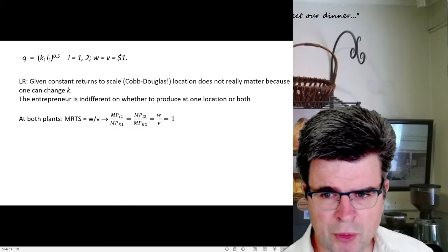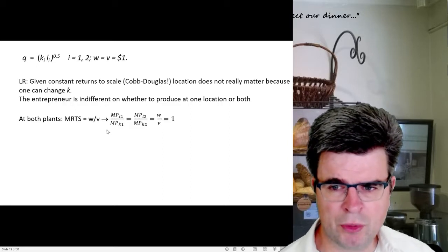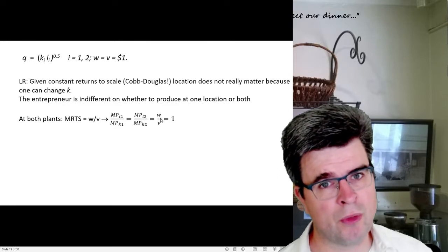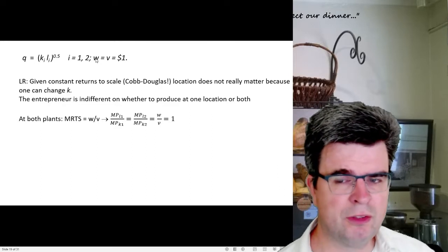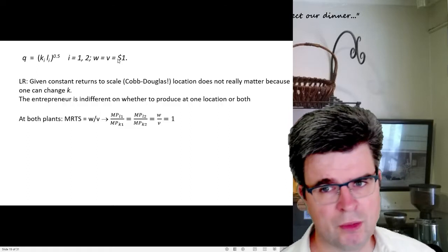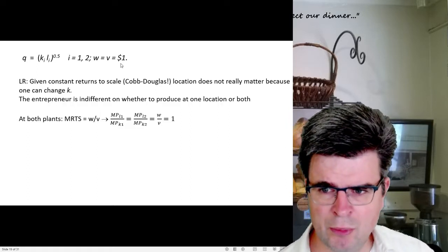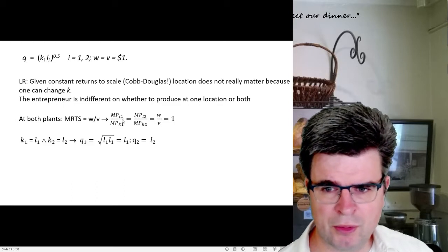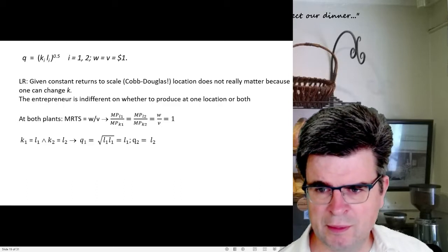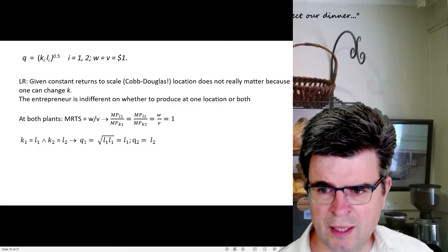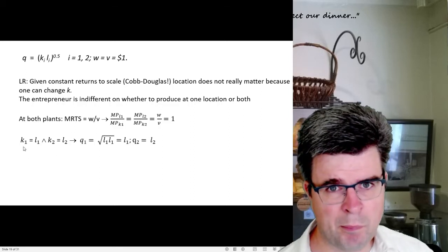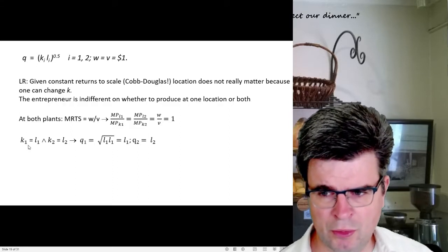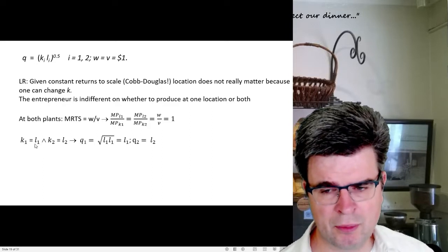So we have that the marginal productivity of labor over the marginal productivity of capital at plant 1 and plant 2 needs to be equal to the ratio W over V. Well, that ratio is simply equal to 1 because both V and W are equal to 1. So this needs to hold at both plants. We know the marginal productivity of labor at both plants. So this means that both in plant 1 and plant 2, in the long run, we need the same number of units of labor as we have the number of units of capital.